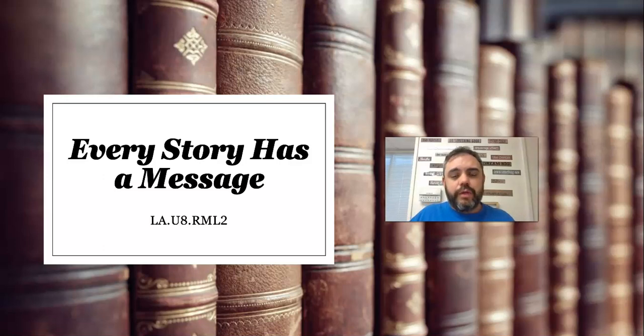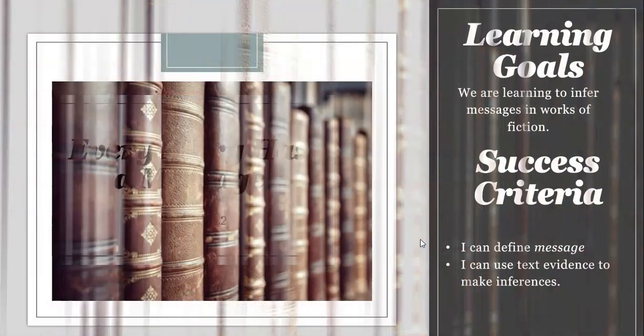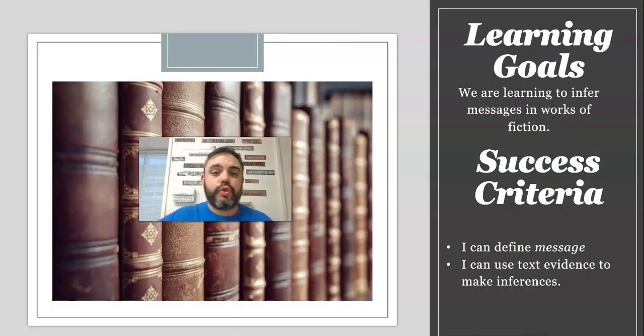All right. As always, we have some learning goals and success criteria, so let's get to those now. Our learning goal today is that we are learning to infer messages in works of fiction. Infer, always a big word when it comes to reading and literature. Our success criteria, we only have two today: I can define message, and I can use text evidence to make inferences. So we want to be able to use what's in the text to infer what the message is. Boom, you're going to be experts at it today.